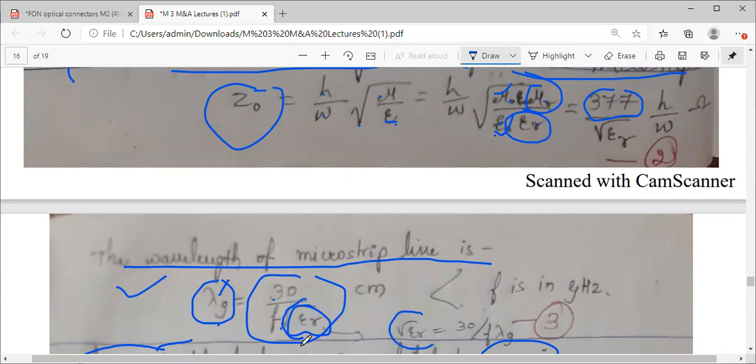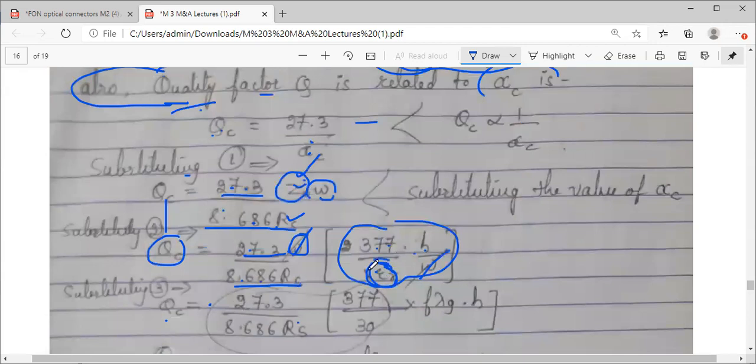It is equal to, take lambda G to the denominator, take root epsilon R to the LHS. So if I take, I will get root of epsilon R some value. So what I will do, here what is root epsilon R, I will substitute 30 divided by, so that will go to the numerator, F into lambda G. Okay. So these are all the substitutions.